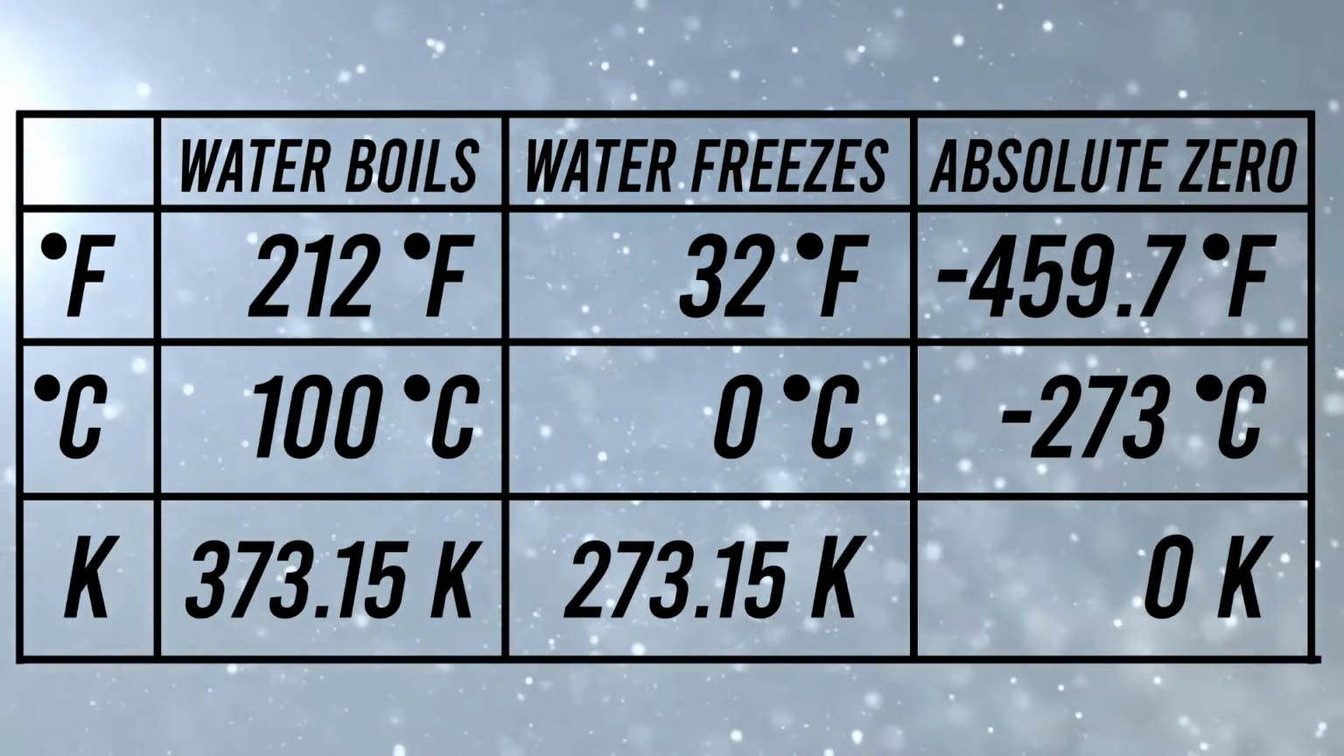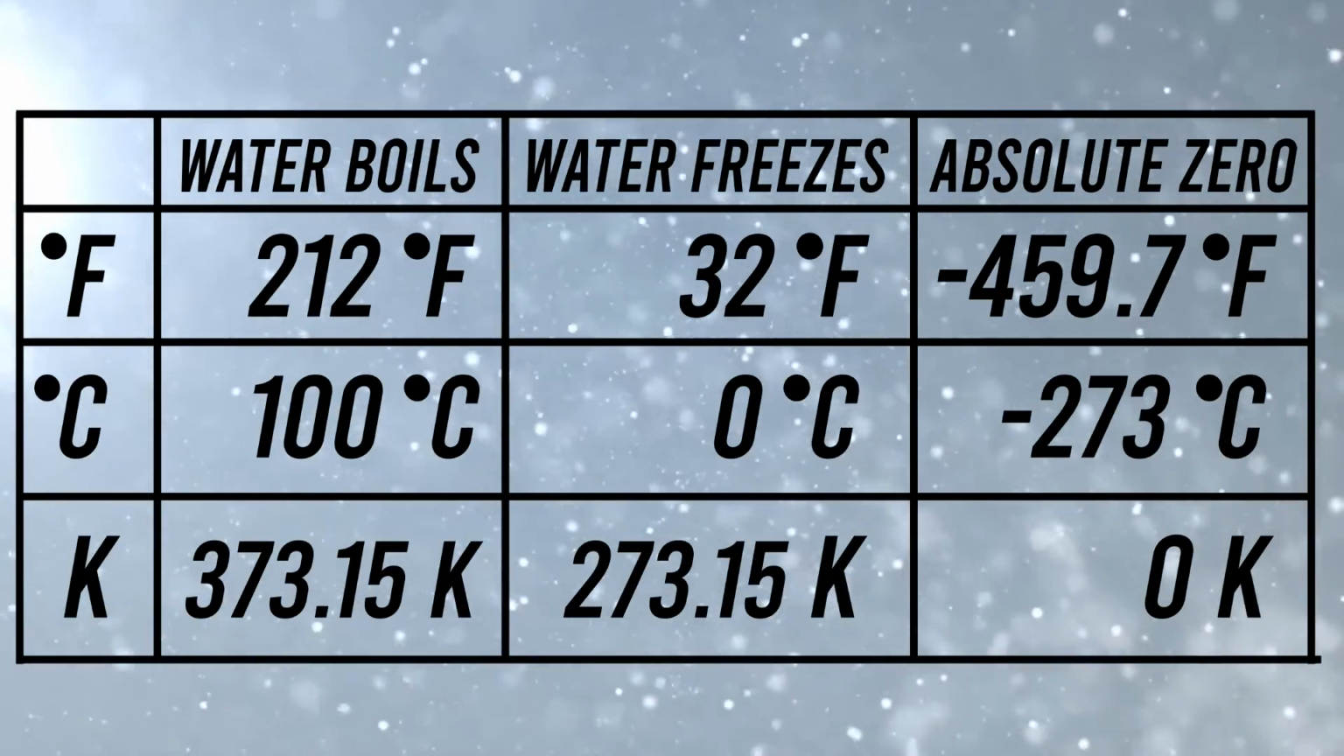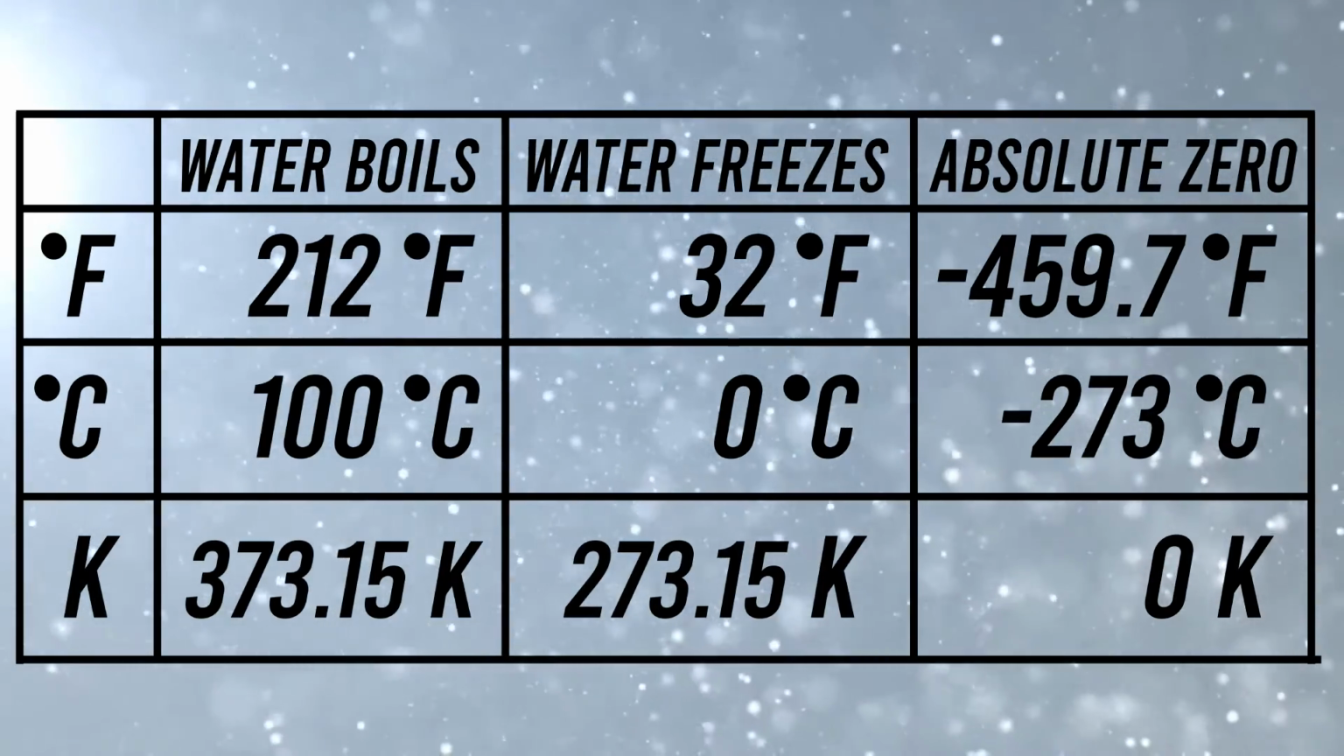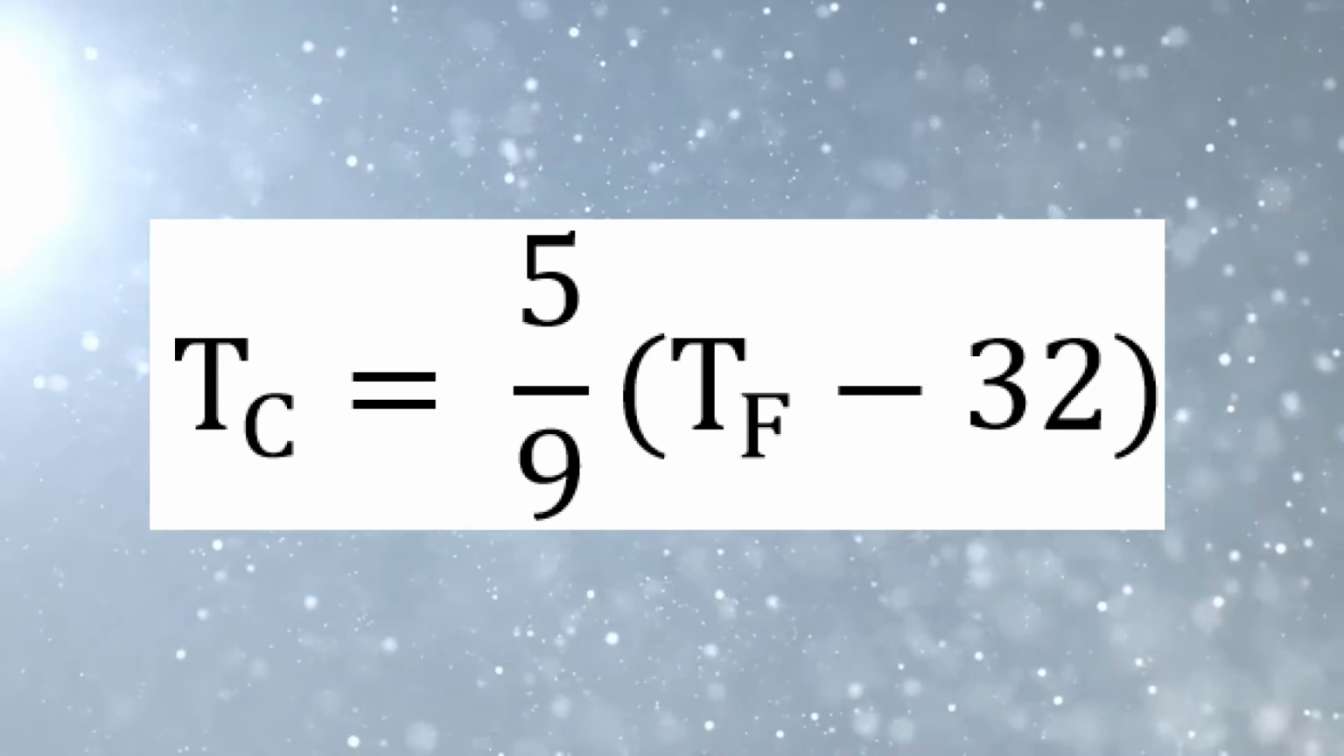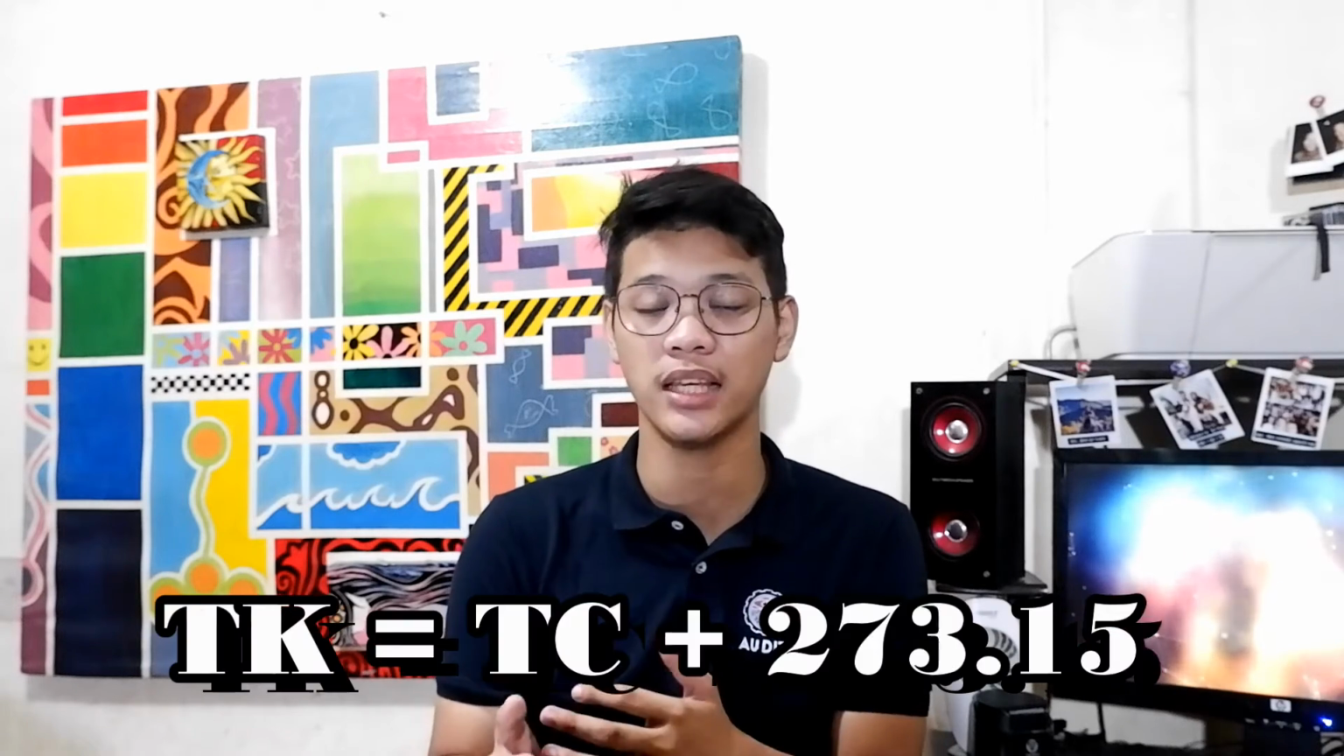So here's the table of different scales at the different situations. Also, take note of this formula. For conversion of Celsius to Fahrenheit, we have, and for the conversion of Fahrenheit to Celsius, we have this formula. Now that we already know how to convert Celsius to Fahrenheit and Fahrenheit to Celsius, we just need to add 273.15 in order for Celsius to be Kelvin. So I think we can now move on to the next topic, which is thermal expansion. Most materials expand when their temperature increases.